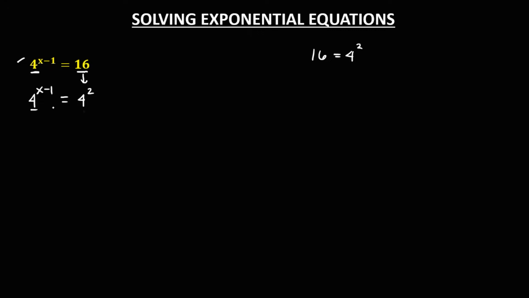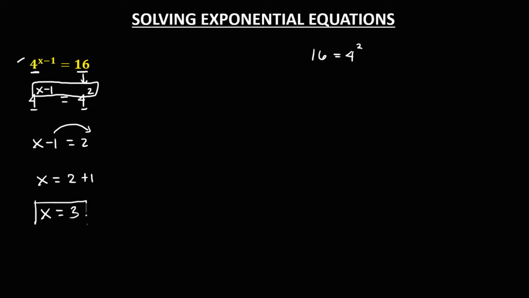Then since we have now the same base, so we can equate now these two exponents, so that's x minus 1 equals 2. Then to solve for x, transpose this negative 1, so x equals 2 plus 1. So therefore x is equal to positive 3.